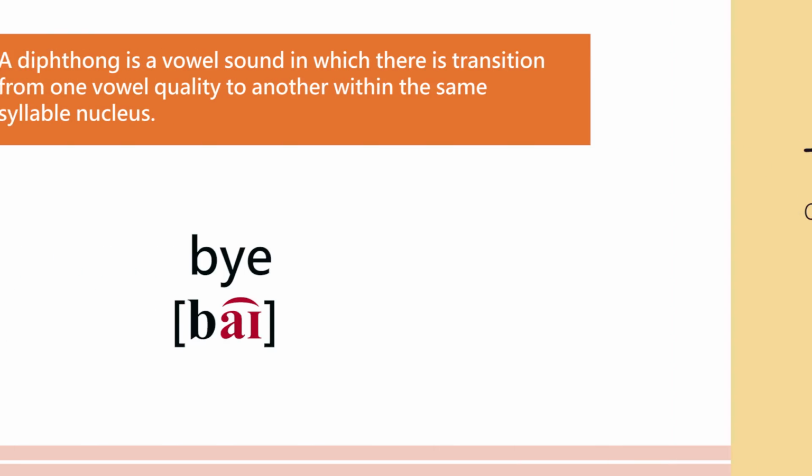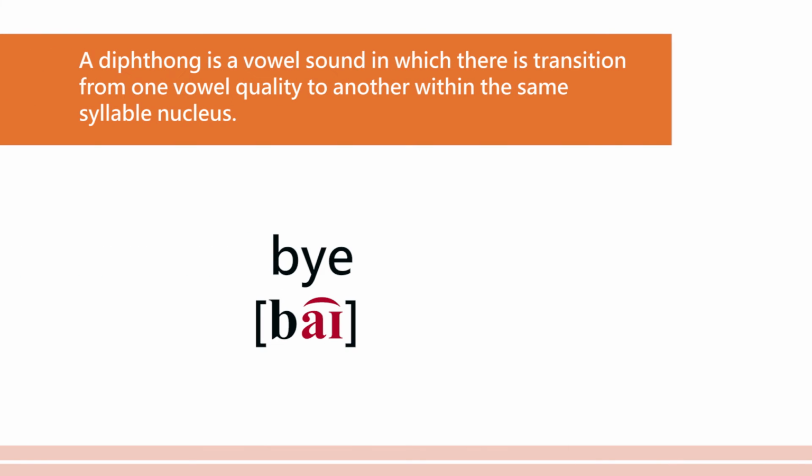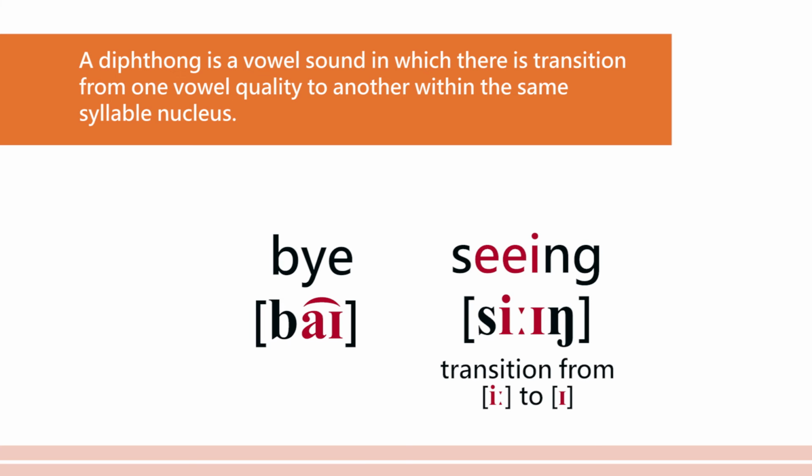In other words, in a diphthong you have a transition from one vowel quality to another within the same syllable nucleus. So this is very important. If it happens across syllables, it doesn't count as a diphthong. For example, in the word seeing in English, there is a transition from E to E, but it is not a diphthong because the transition does not take place within the same nucleus.